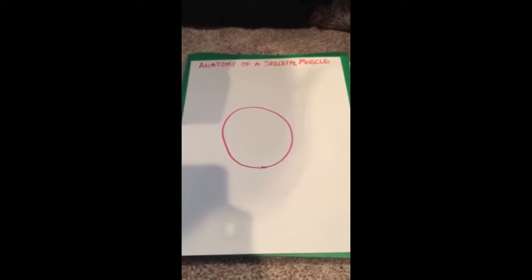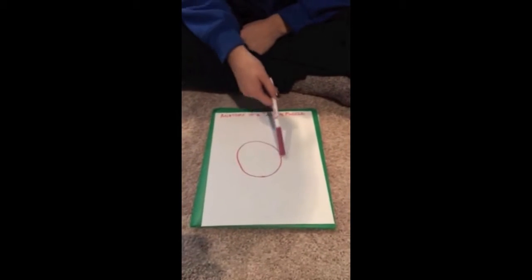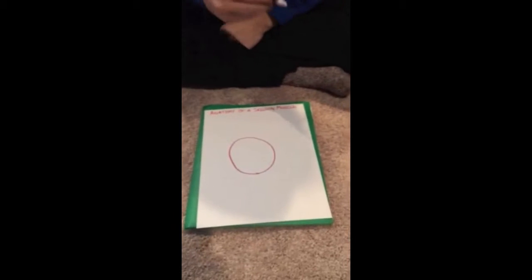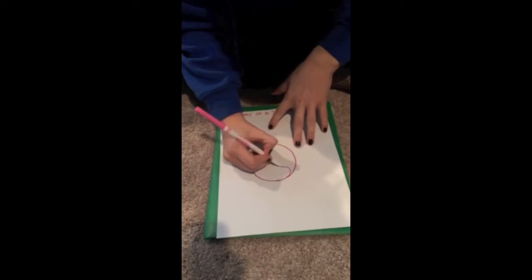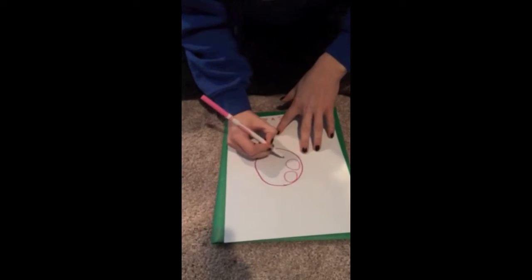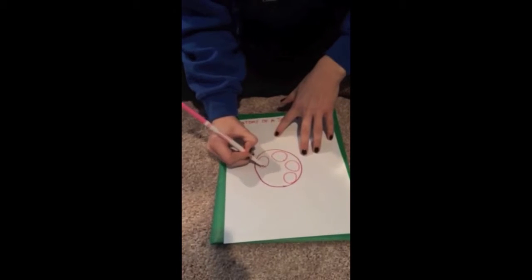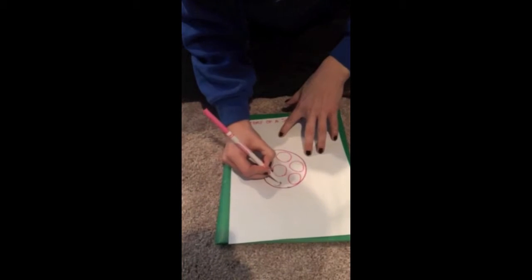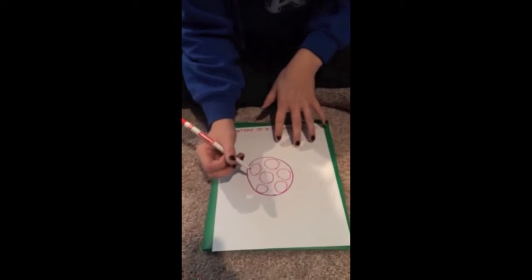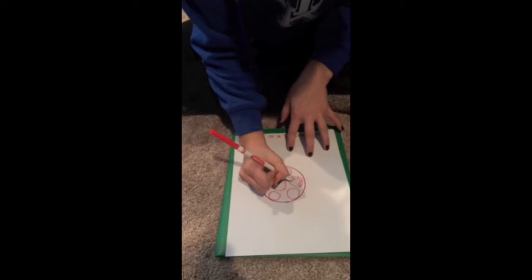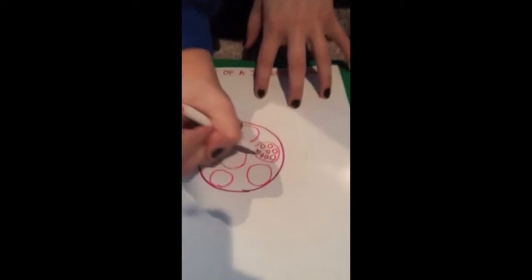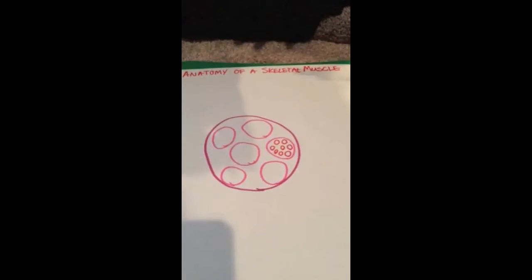Anatomy of a skeletal muscle. First, you have your muscle, which is wrapped by epimysium. Within your muscle, you have fascicles, which are wrapped by perimysium. And within the fascicles, you have muscle cells or muscle fibers, which are wrapped by endomysium.